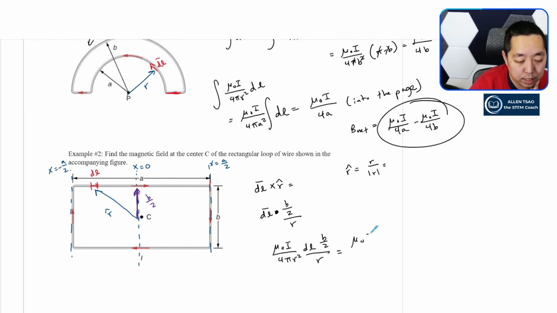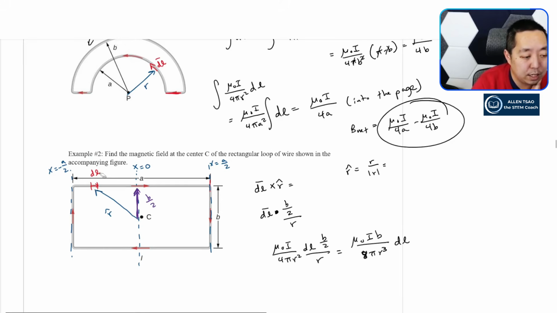Okay, so that's mu naught I b over 4 pi r cubed. Oh, sorry, 8 pi r cubed because there's a 1/2 over here, like this, a dl. Now, what you want to do is put the r in terms of dl, or maybe the dl in terms of it.